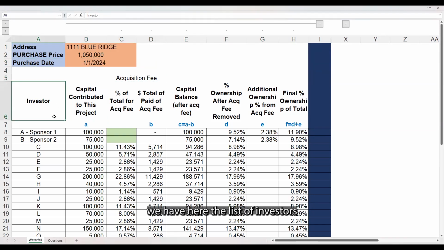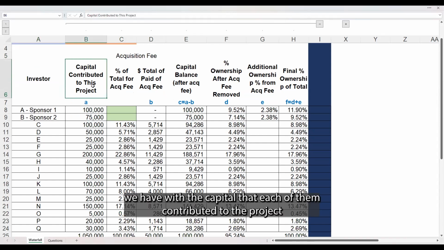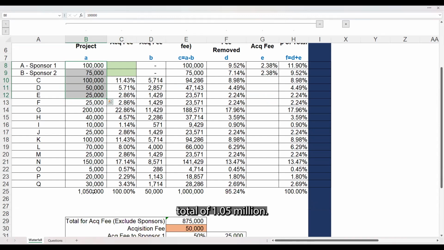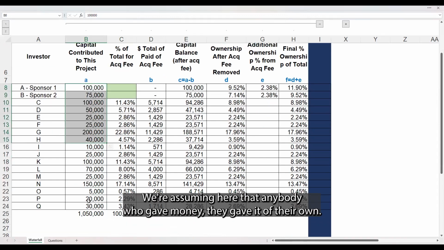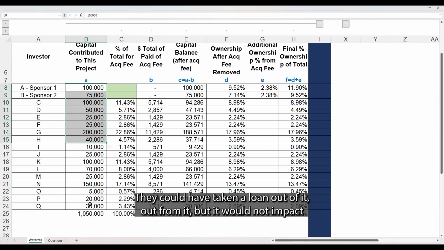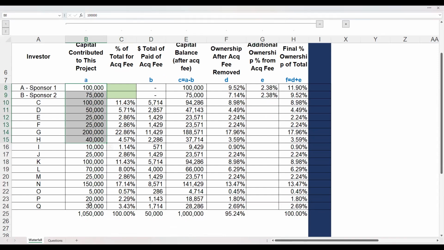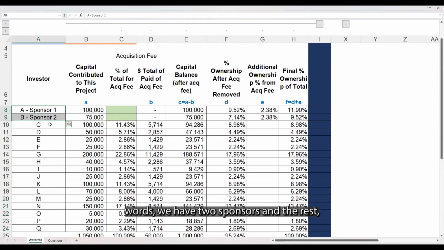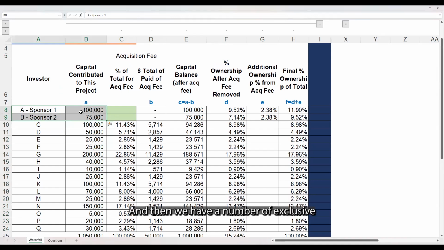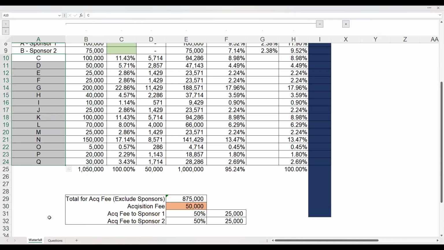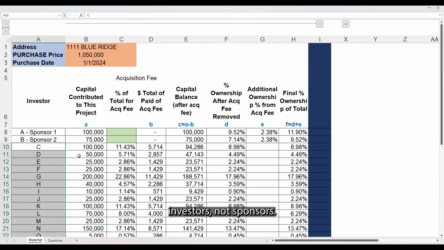We have here the list of investors. We have here the capital that each of them contributed to the project, a total of 1.05 million. We're assuming here that anybody who gave money gave it of their own. They could have taken a loan out, but it would not impact their returns over here. We have two sponsors, and they're also investors because they're contributing to this project. And then we have a number of exclusive investors, not sponsors.